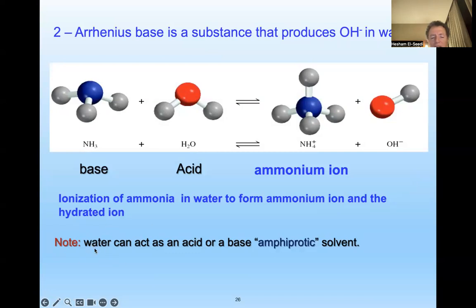So please note that water can act as an acid or a base. So it is an amphoteric solvent. Amphoteric means that it can act as an acid and it can act as a base, right? So it depends on the media, right?